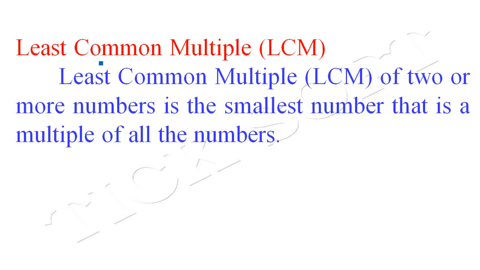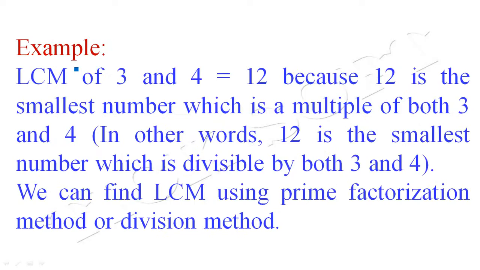Here we are going to discuss deeply about least common multiple first. Here we have the definition of least common multiple. The least common multiple, that is LCM, of two or more numbers is the smallest number that is a multiple of all the numbers. This is the definition of least common multiple. Now we are going to see one example for finding the LCM of two numbers.